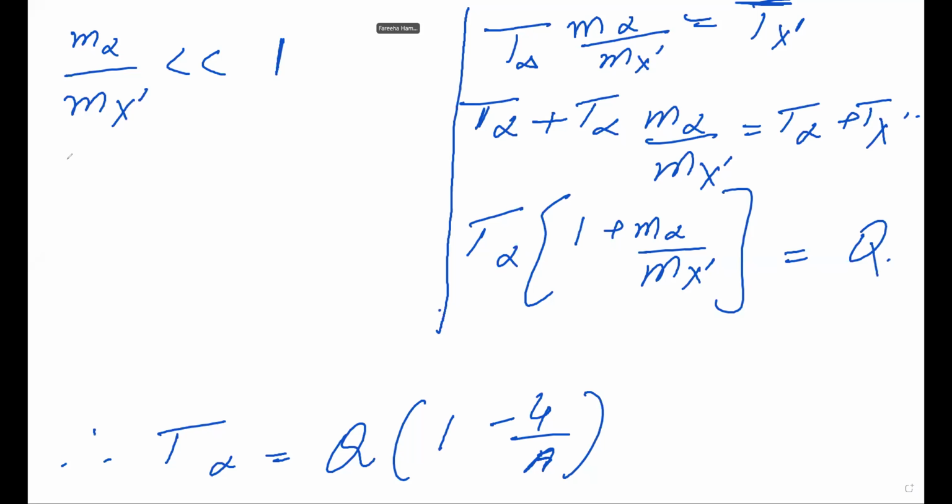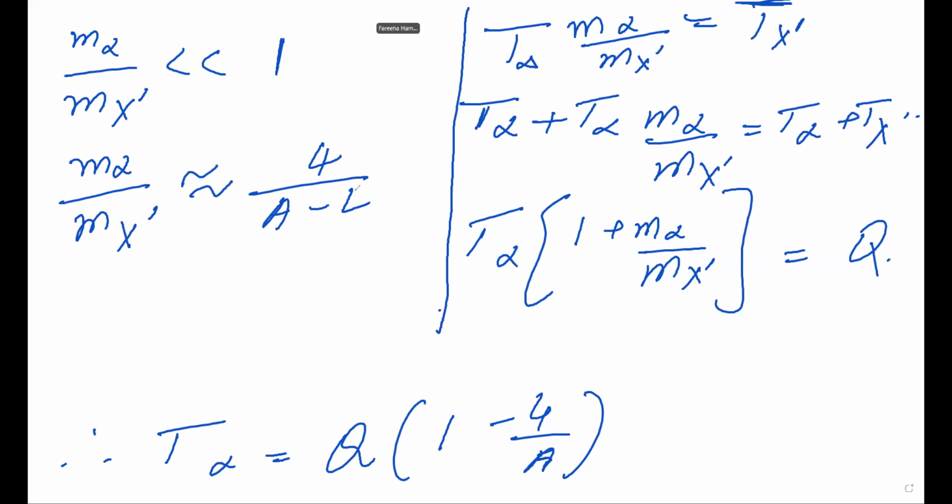You're earning it. Okay. So m alpha over m x prime is approximately equal to 4 divided by A minus 4. And therefore, we can say that A is much greater than 4. Now, you understand the logic of this? Yes, ma'am. Okay. Anyone who doesn't understand it? Me, ma'am. What's your name?